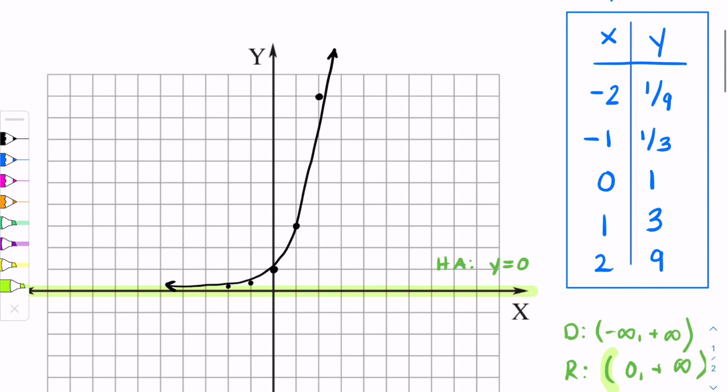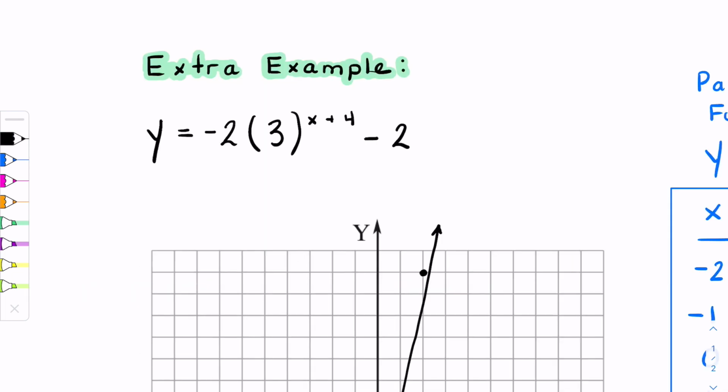Okay, these are the key parts of the parent graph, but now we need to transform it. So this isn't going to be our final answer. I'm going to actually erase this. I just wanted to make sure we explained where the info comes from. And I need to look at my transformation.